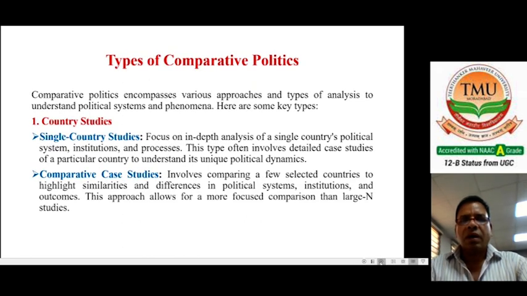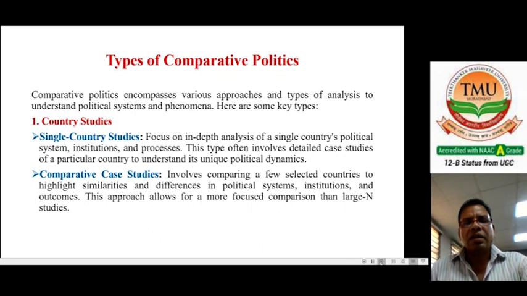Now, comparative politics, as we count it, encompasses various approaches and types of analysis to understand political systems and phenomena. Here are some different types of comparative politics. One of the important types is called the country study. That means when we're talking about comparative politics, there is a study within the country, and that is called the single country study.